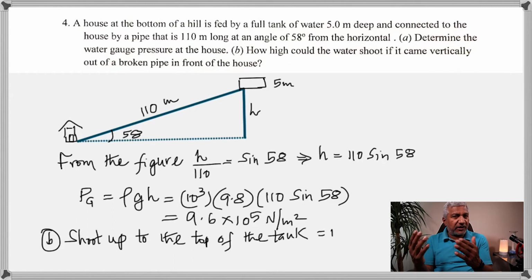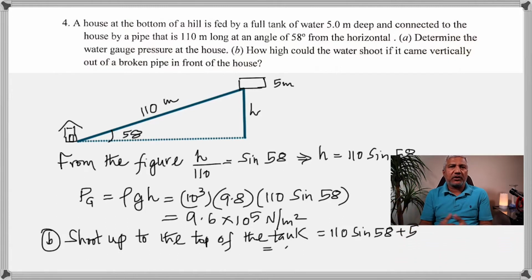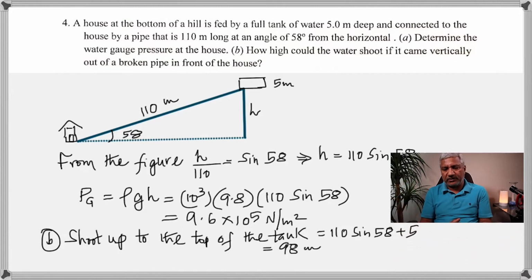And then how high could the water shoot if it came vertically out of a broken pipe in front of the house? It's going to shoot up to the top of the tank. And to find the height to the top of the tank from the diagram is very clear. Then you got to add 5 meters to 110 times sine 58. So it'll shoot up to 98 meters. That's a big height. Got to make sure that no broken pipe ever happens.